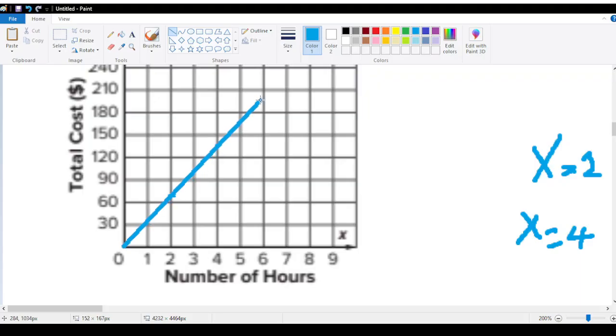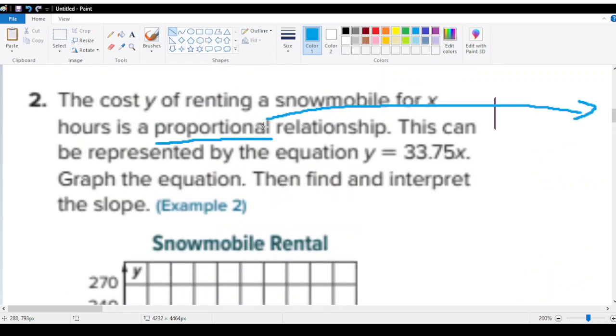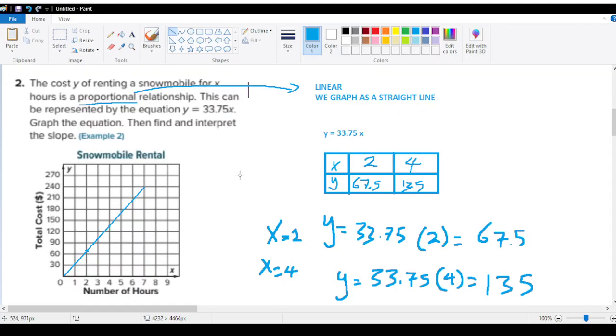So after that, we are going to connect these two points. Understood? So it's better to connect it like this. Okay, now what does the question ask for? Graph the equation. It's done. Then find and interpret the slope. Now, Shamsa, usually if he gives us the equation, the number beside the x is always the slope.